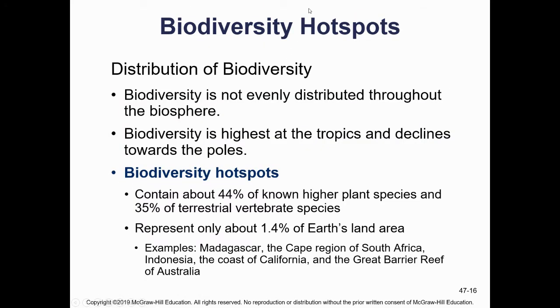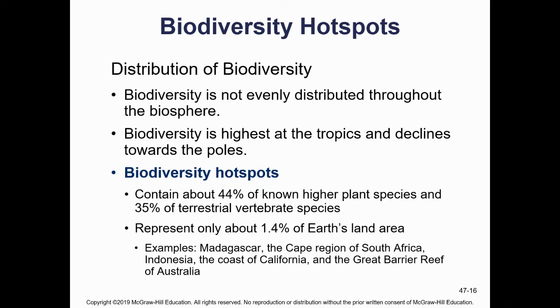So when we look at biodiversity, at our genetic diversity, community diversity, and landscape diversity, those different components of biodiversity aren't evenly distributed everywhere on the planet. There are some areas that are much more endowed with biodiversity. We refer to these as biodiversity hotspots. In only about 1.4% of the Earth's land area, so a very, very small percentage, they contain about 44% of the known higher plant species and 35% of the terrestrial vertebrate species.